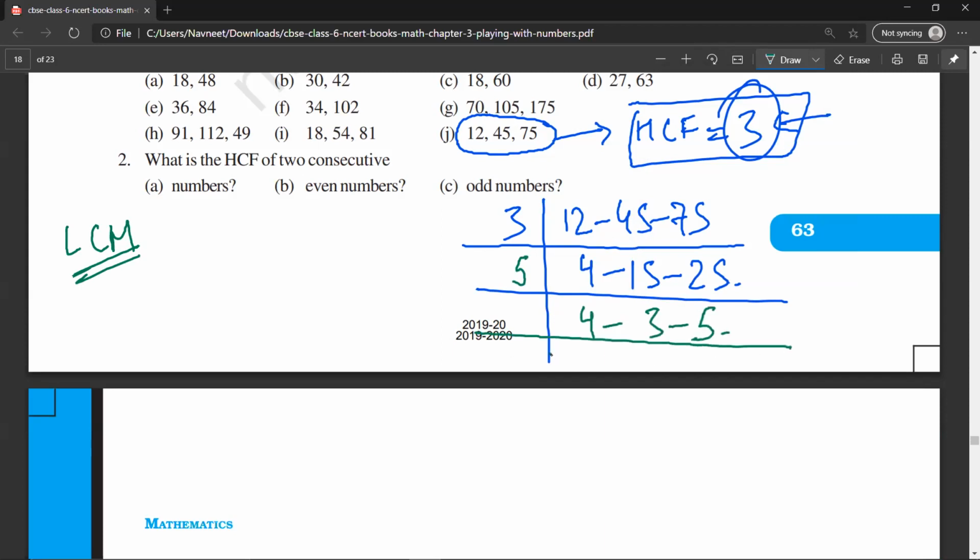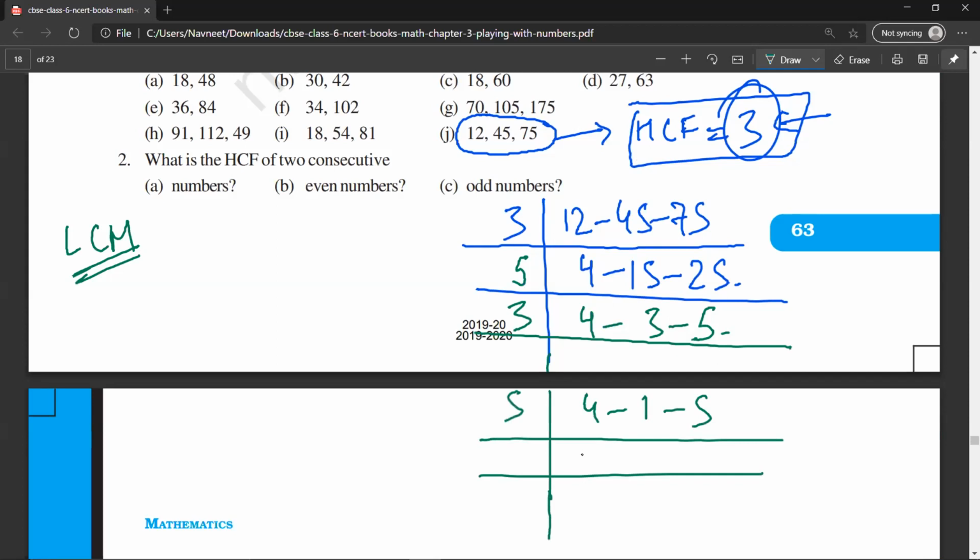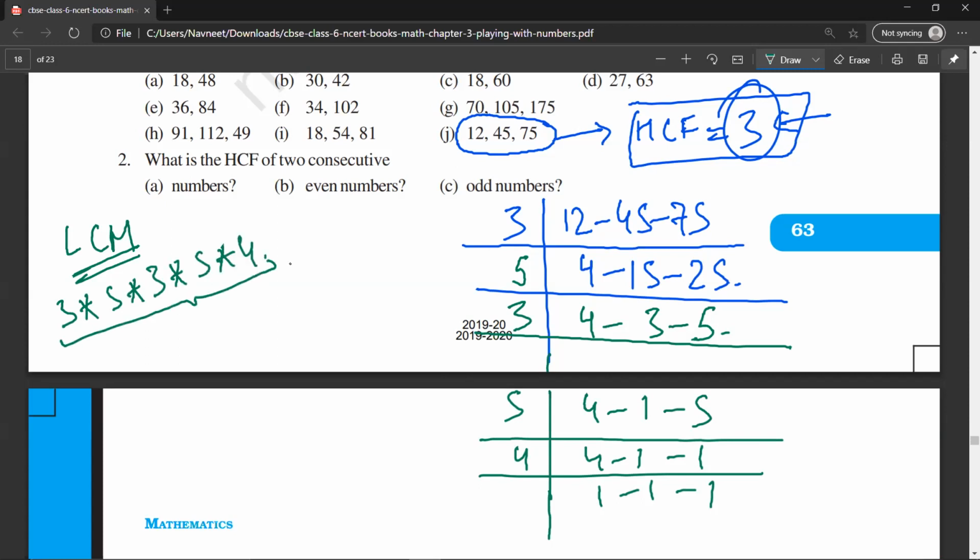Now, what do I do? What is the next number I take? So 3, I can take 3. What is the next number I take? So 5. What is the next number? 2. Now should I directly take 4 and finish this? Yes, sir. Now in this case, the LCM will be 3 into 5 into 3, 5 into 4. Have you understood the difference between HCF and LCM? Yes, sir.